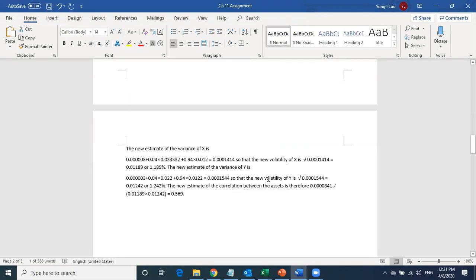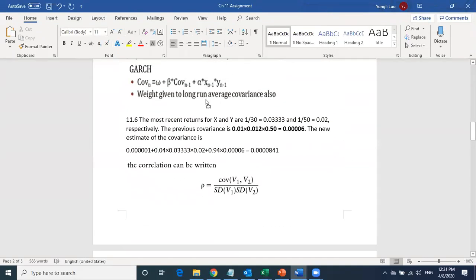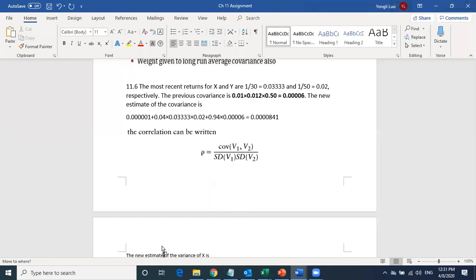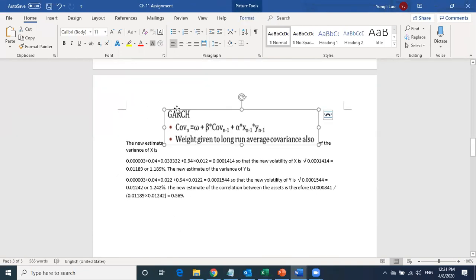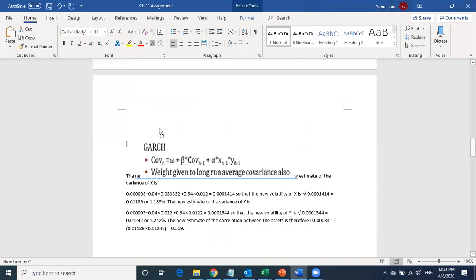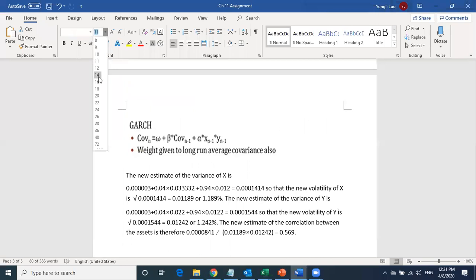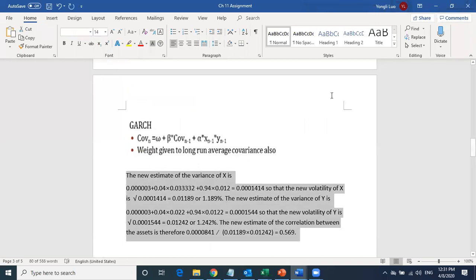Okay, next we do the new estimate of the variance of X. So the variance of X, we do this again. We want to move our GARCH model right here. So you can see the new estimate of variance of X.